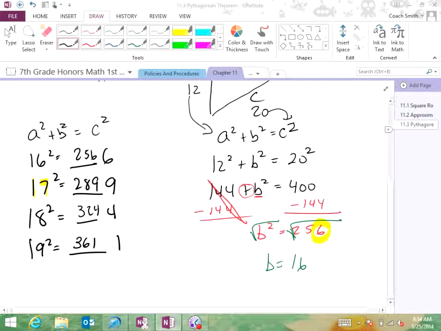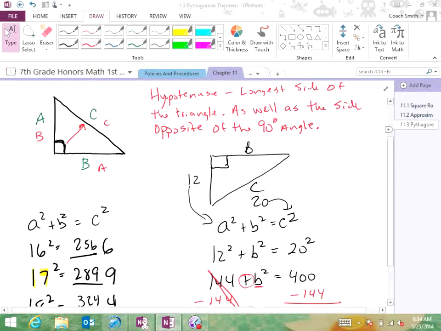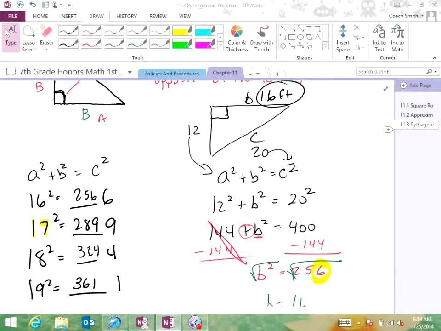Okay. And so what they're saying then is this. They're saying that B here is 16, whatever we had, 16 centimeters, whatever. Okay. This particular one was feet. So it'd be 16 feet is what B is. Okay, so if you're looking for A or B, you're going to take something from the A or B side and subtract it from both sides.